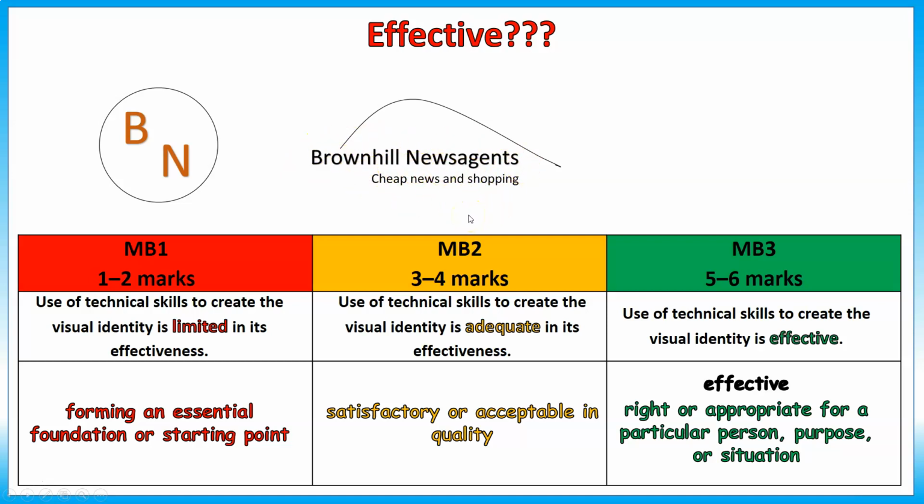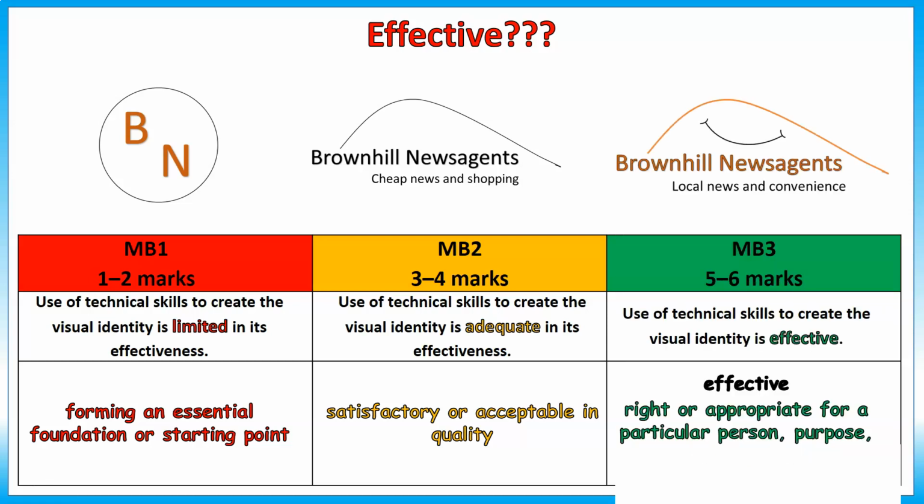However, think about the wording. Cheap news and shopping. Is the word cheap appealing? Have we used things effectively? Probably not. So if you look at the next example, this time there's more of a colour scheme built into it because we have a brown hill going over the top. We've also added a bit of colour to the name of the shop to make it look better, and the strapline's got a little bit more thought to it. Local news and convenience. So it doesn't give that cheap and tacky feel to the shop.